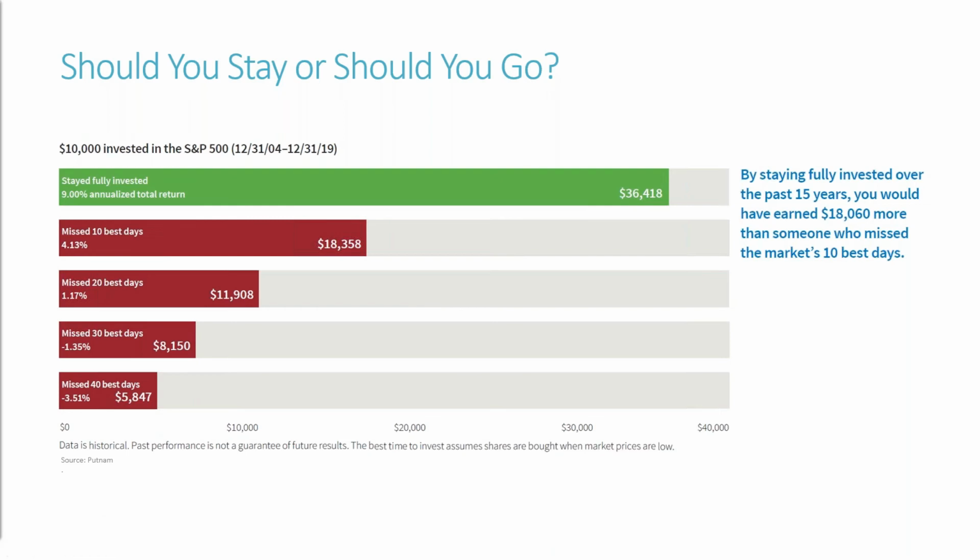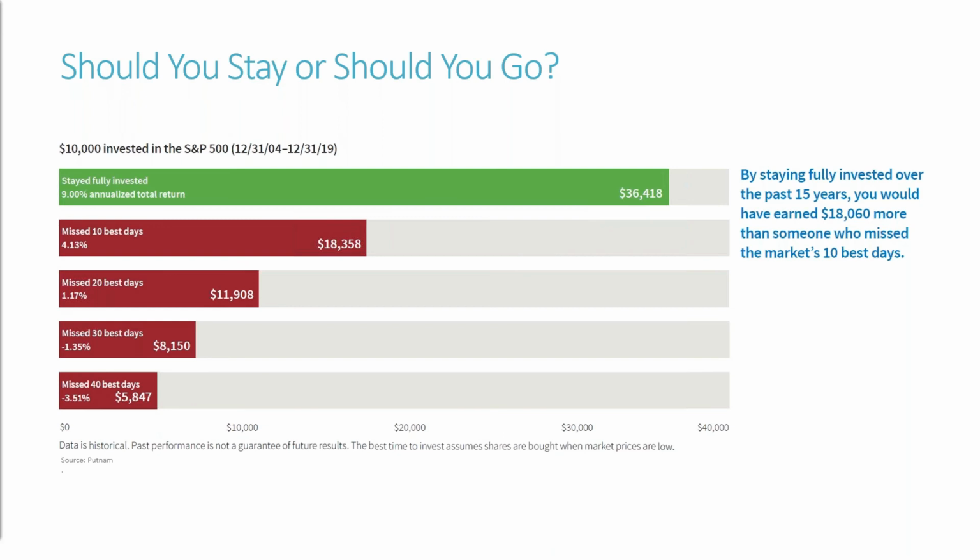So for folks that might get nervous and want to get out of the market, this slide is very interesting. It shows, for someone who stays fully invested, with 100% invested in stocks, what your annualized return in the S&P 500 index would be for a 15-year time period, going back to 2004. If you miss just the best 10 days of that 15-year period, it cuts your return in more than half.